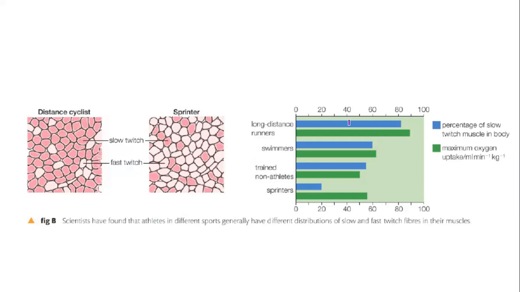They contract relatively slowly and they can stay contracted for a long time. They're used by the body to maintain posture. For example, when you're sitting upright, it's the slow twitch muscles that are activated, and during long periods of activity. These slow twitch fibers have a rich blood supply, lots of mitochondria, and lots of myoglobin.